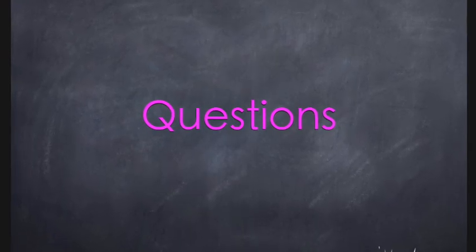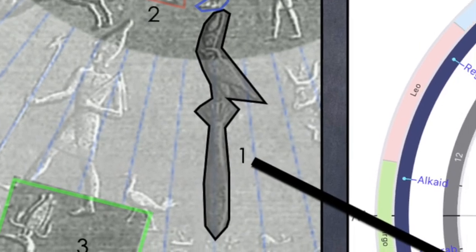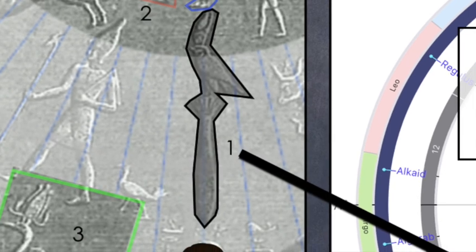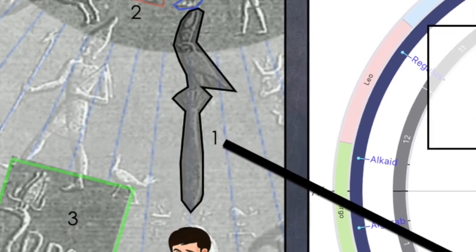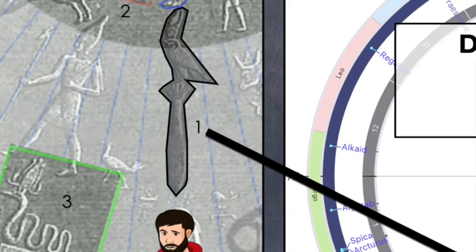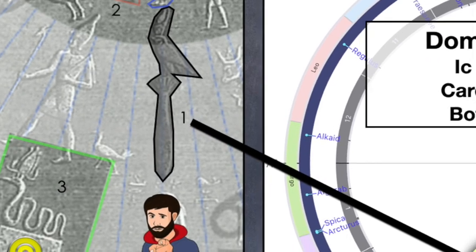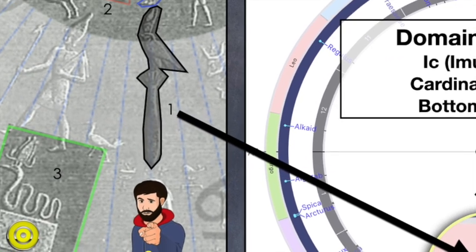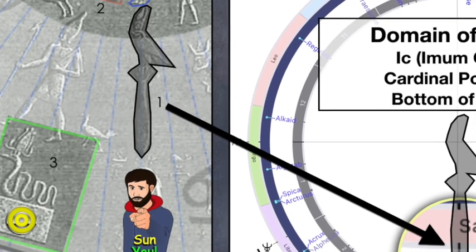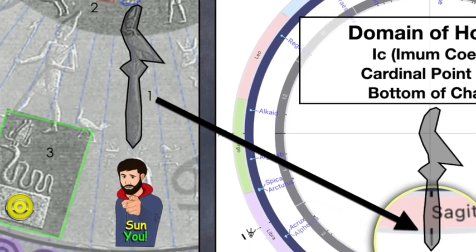Okay, Benjamin. So when we're looking at the first aspect, the domain of Horus, that is basically the IC, right? On the personal natal chart or in the chart that's now. That is the aspect. Okay. Yes, 100%. You got that right. Yep. The IC is Imum Coeli.